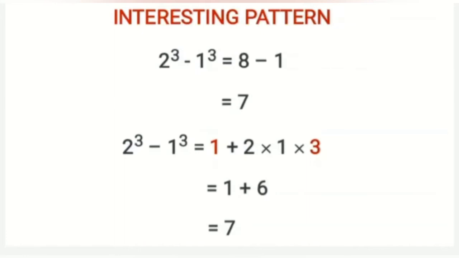Just see. 2 cube minus 1 cube is equal to 1 plus 2 into 1 into 3. I have written 1 and 3 in color to highlight that 1 and 3 are constant in our pattern. That means it will not change. So see, 1 plus 2 into 1, here 2 and 1 are my question, right? So 1 plus 2 into 1 into 3. So 2 ones are 2, 2 threes are 6. So 1 plus 6 equal to 7.